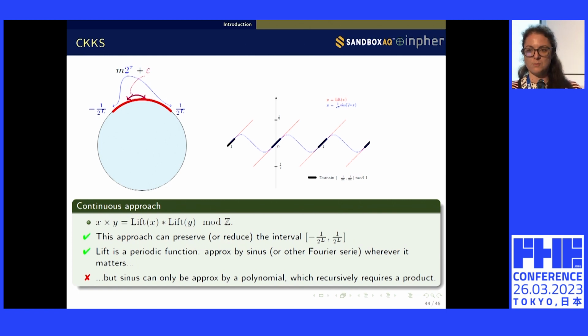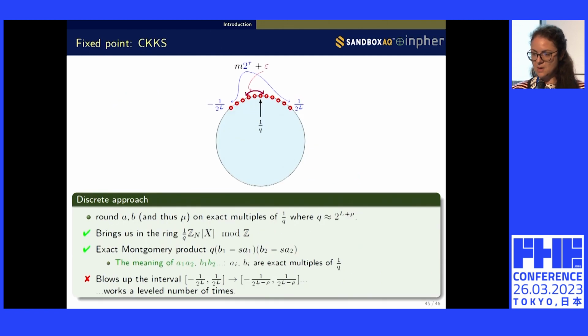And we will have this chicken-and-egg problem, in which to do a multiplication in the continuous approach, to keep the interval constant or even reduce it, we need to have another way to evaluate multiplications. And that's the discrete approach. That means this time our plaintext space will not be the continuous one, but we will take a discrete version, again in a small interval of the torus, but this time we will use exact multiples of 1 over q.